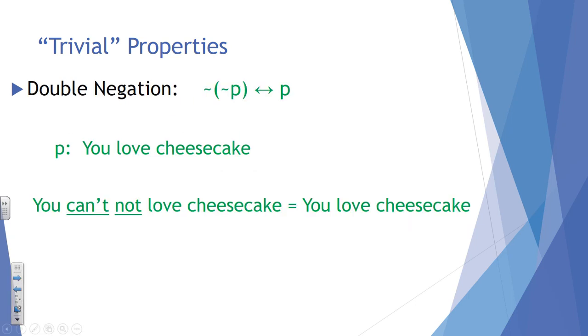Our seventh property is the double negation problem, the old two wrongs make a right argument. That is to say, if you have a logic statement negated and negated again, it's the same as the original statement. So let's let P be the statement, you love cheesecake. If you negate that, you'd have, you can't love cheesecake. But if you negate it twice, you'd be saying you can't not love cheesecake, and that of course means we're right back where we started. You love cheesecake.